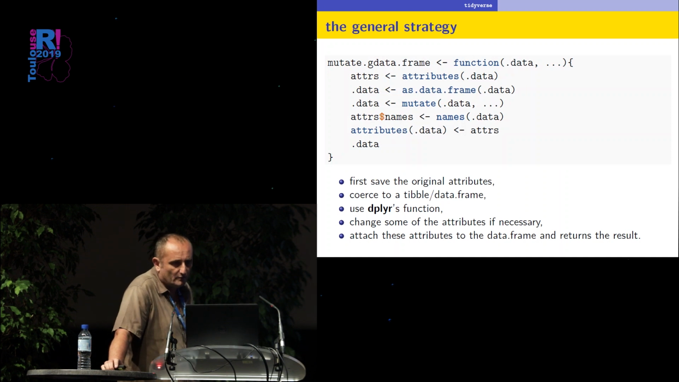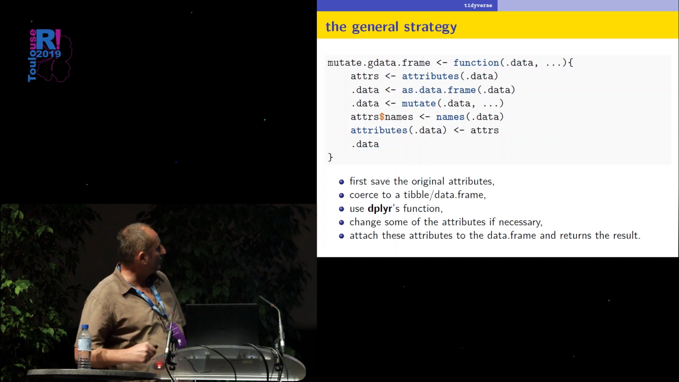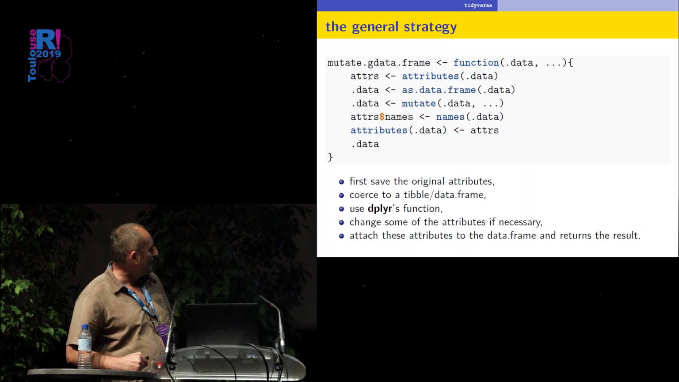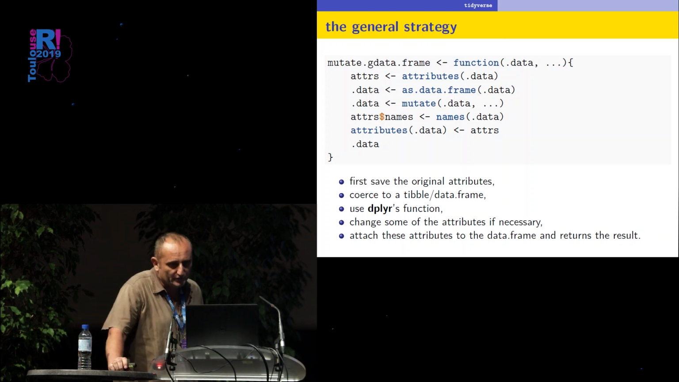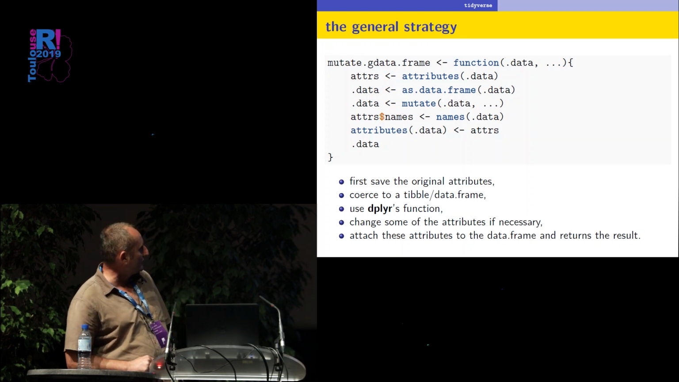As an example, this is the mutate method, and the strategy is the same for almost all the methods. First, I save the attributes of the gdata frame. Then I coerce it to an ordinary data frame or tibble. Then I apply the default mutate method to this data frame. And then I modify the attributes that need to be modified for mutate. It's just the names attribute that should be updated here. Then I link the attributes to the resulting data frame, and I return it.